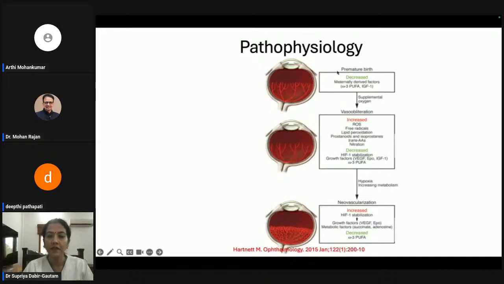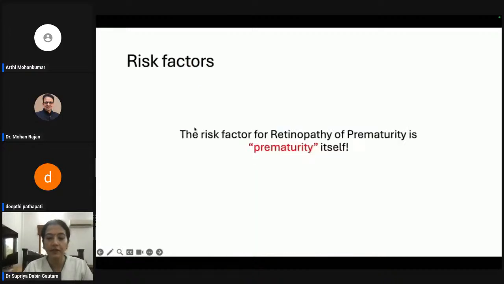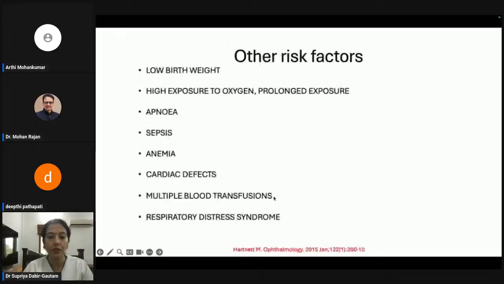So there are three phases. Initially, in premature birth, all these maternal derived growth factors decrease, hence supplemental oxygen is given. This leads to vaso-obliteration, which leads to an increase in free radicals and lipid peroxidation. And that hypoxia now leads to increased metabolism and abnormal blood vessels or neovascularization. This usually develops at the border of the vascular and the avascular retina. The risk factors for ROP are primarily prematurity itself.